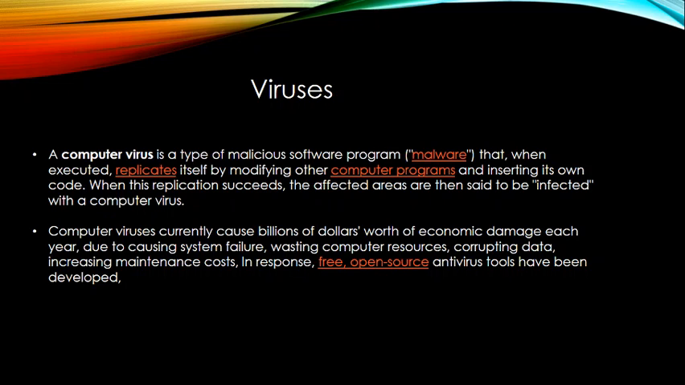So viruses. A computer virus is a type of malicious software program that when executed replicates itself by modifying other computer programs and inserting its own code. When this replication succeeds, the affected areas are then said to be infected with the computer virus. Computer viruses currently cause billions of dollars worth of economic damage each year due to causing system failure, wasting computer resources, corrupting data, and increasing maintenance costs.